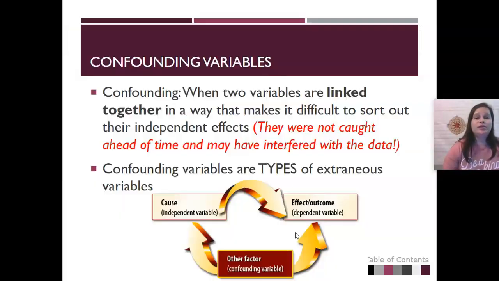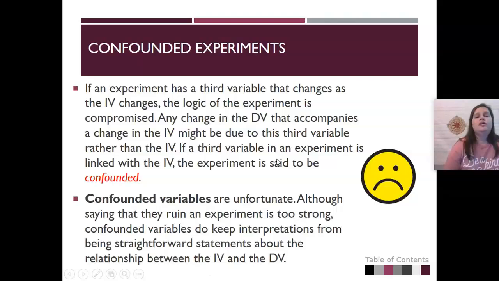And we would say that our experiment has become confounded, because I can't separate my data. I don't know if they didn't give him their information because of the body spray or because of his racist online presence. So the variables were linked, it was not caught ahead of time, and it may have interfered with our data. When we have a confounding variable, we say the experiment has been confounded: there's been a third variable, or maybe even multiple variables, and we cannot distinguish which one was the cause of our dependent variable. So confounding variables are unfortunate.